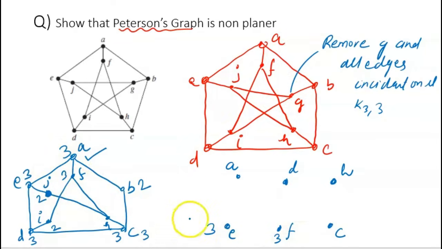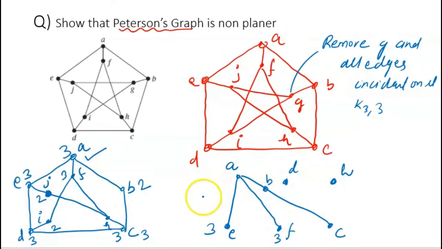And now start drawing the edges. There is an edge between A and E, so let us join it. There is an edge between A and F, so let us join it. And there is an edge from A to B and B to C. So you know what we can do? I can join it like this, and I can place the vertex B over here. So you can see that A is joined to B and B is joined to C.